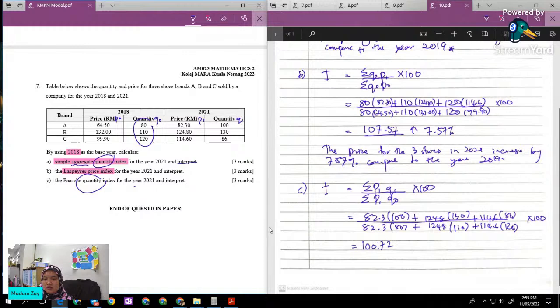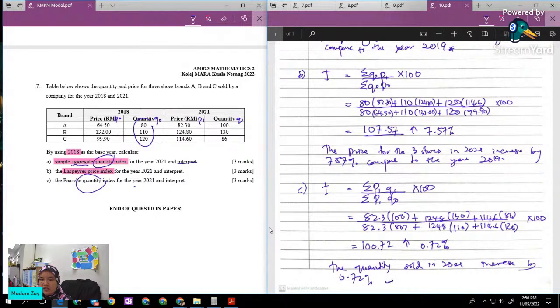So, kat sebelah tu kita biasa akan buat lah. Increase by 0.72%. Dan conclusion dia, cakap pasal quantity index. So, kita cakap the quantity sold in 2021 increase by 0.72% compare to the year 2018. Okay, sorry lah tulisan saya buruk.